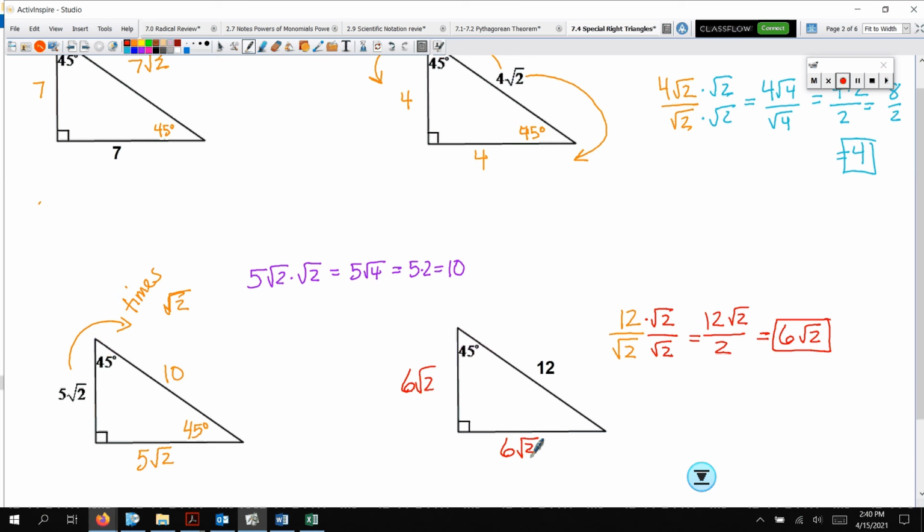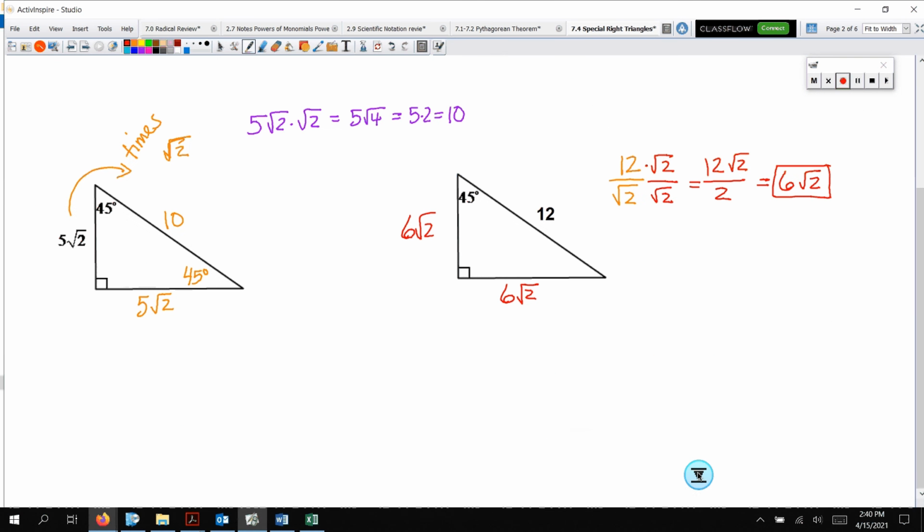Okay, so the big takeaway is the hypotenuse is the leg times square root of 2. Okay? Easy peasy. You can do it. I believe in you. Don't worry. Now, this is the easier of the two special right triangles. The 30, 60, 90 is a little bit more involved.